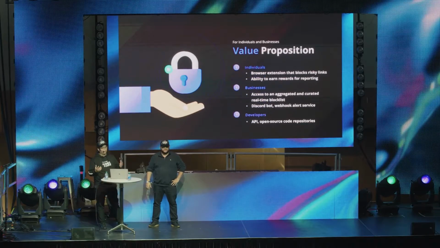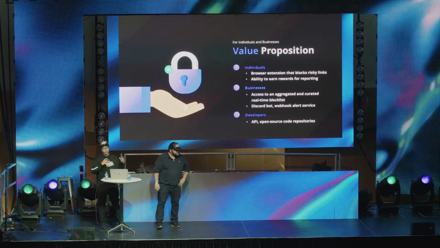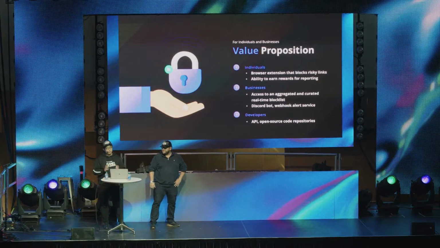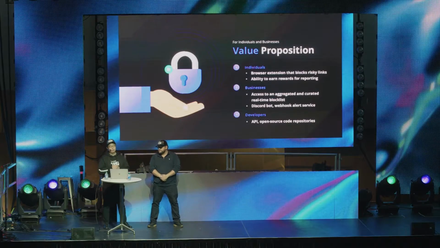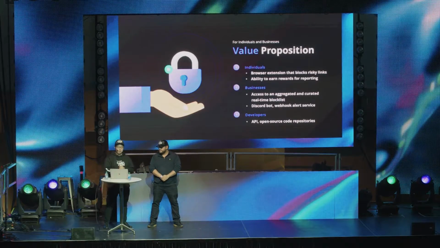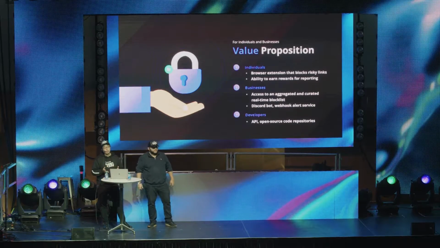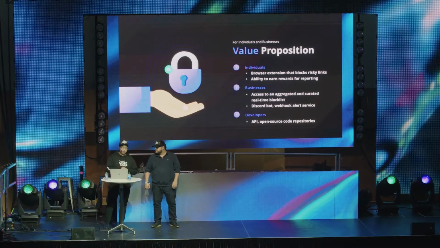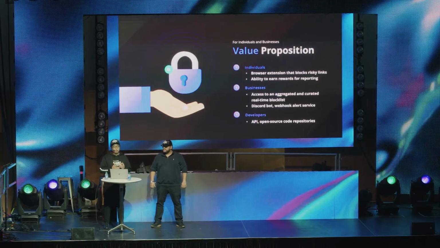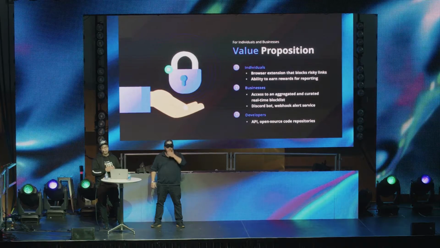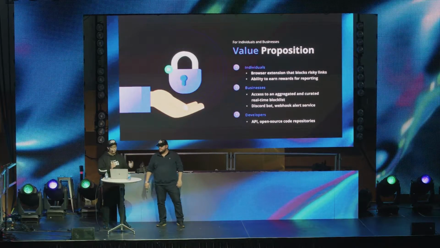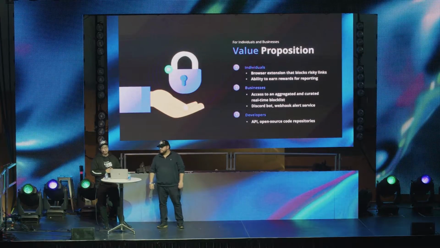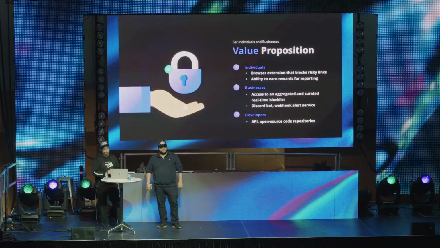So here's the value proposition behind what we have. For individuals out there, we have a free browser extension that will block risky links, and you'll be able to report links in order to earn rewards. For businesses, you're going to have access to an aggregated and curated real-time block list, which is something that doesn't exist right now. And if you have a Discord server, you'll have the ability to integrate a Discord bot where you can have a webhook alerting service. For developers, you'll be able to get access to an API and an open source code repository to see exactly how this works.